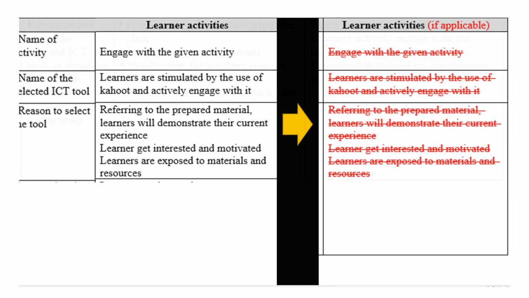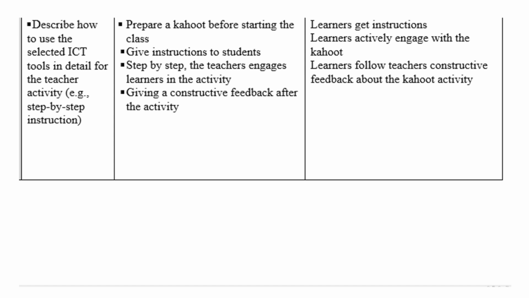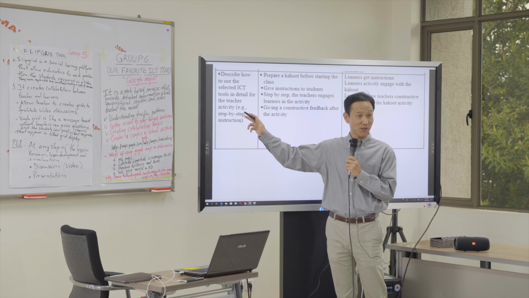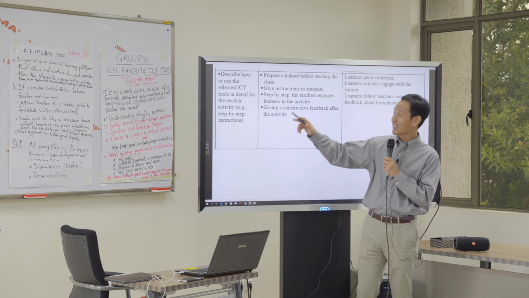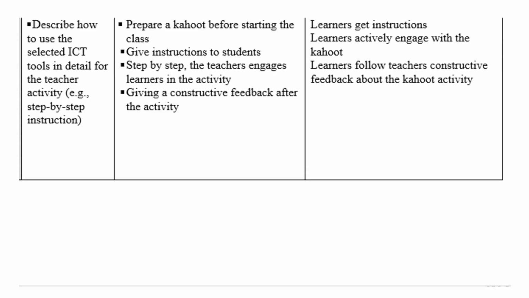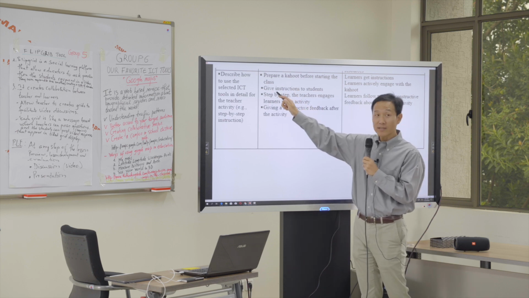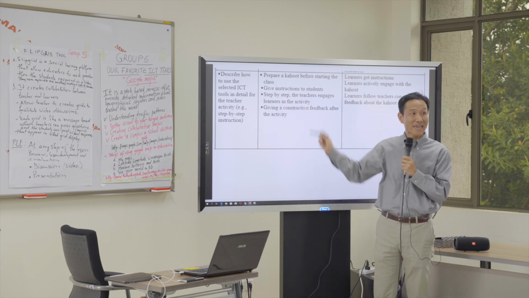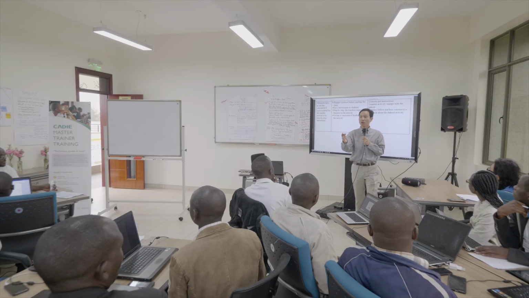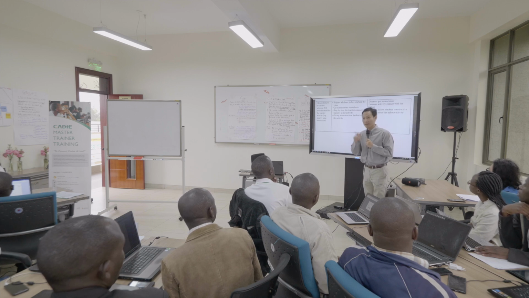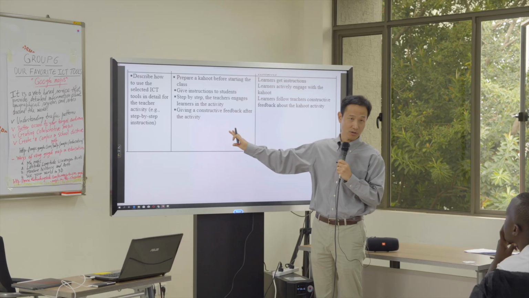Okay, next. Describe how to use the selected ICT tool in detail for teachers' activity. For example, step-by-step instruction. Is it step-by-step instruction? This one asks you to describe the procedure, step-by-step. You look at the same word here, step-by-step. Okay, I want you to spell it out. Spell out how to prepare. Spell out how to give the instruction. Spell out what step-by-step means so that the teacher who is looking up to you can follow your footsteps. See? Without your explanation, it should be self-explanatory.